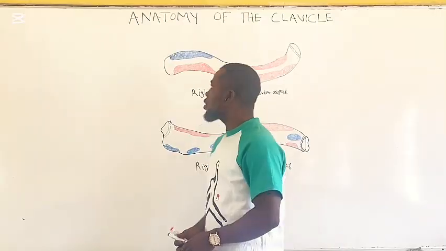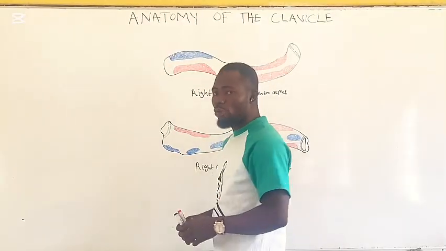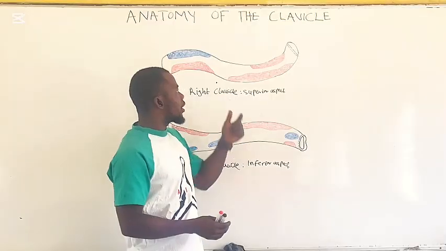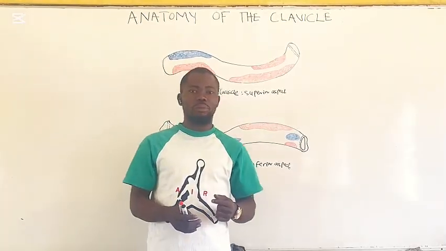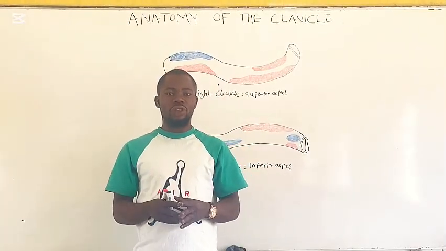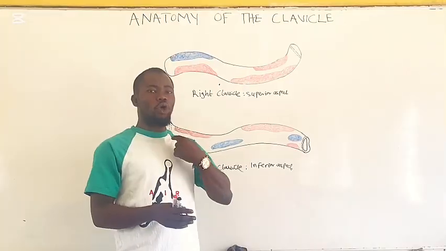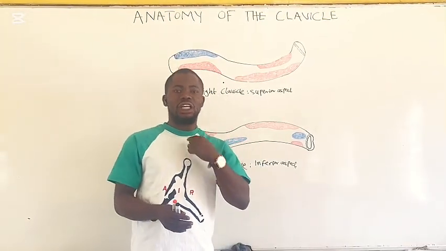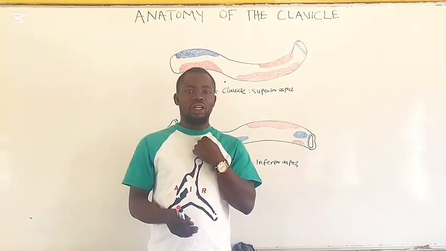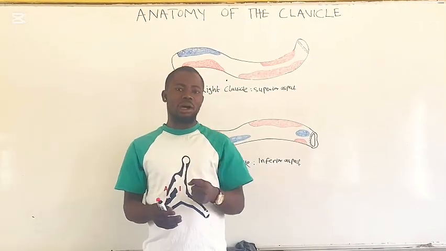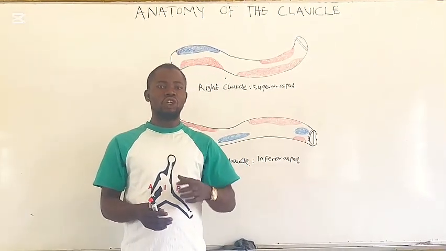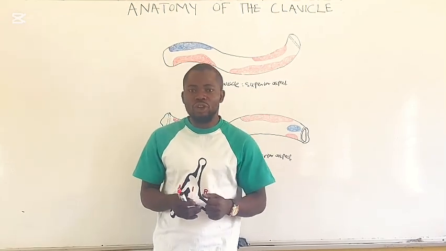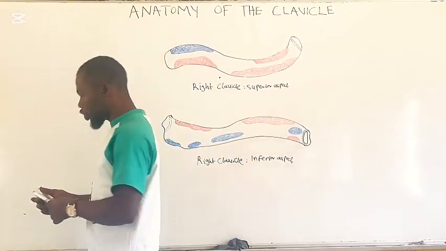In our today's class, we shall be looking at the anatomy of the clavicle. Clavicle is derived from a Latin word meaning small key. It is also called a collarbone, and it is a horizontal bone that is located on the anterior aspect. It supports the shoulder so that the arm can freely swing away from the thorax. So we shall begin with the introduction.